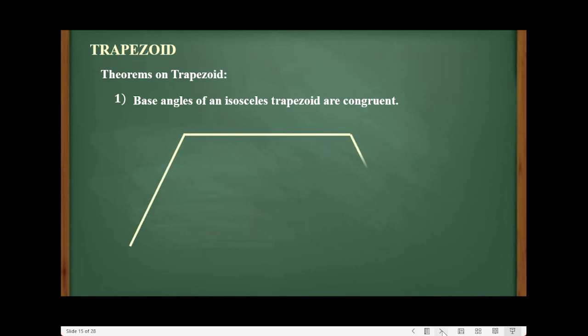Now, just like the other quadrilaterals, a trapezoid has a set of theorems or properties. And these are: base angles of an isosceles trapezoid are congruent. So, if we are going to draw an isosceles trapezoid, this is how it looks. Those non-parallel sides are the legs, and you will notice that these two legs are equal in length.